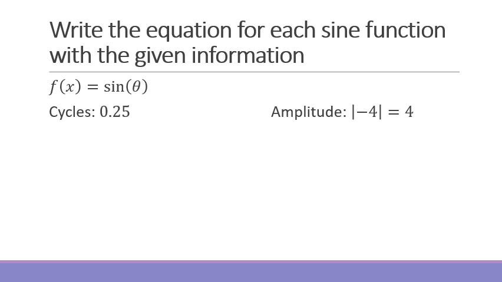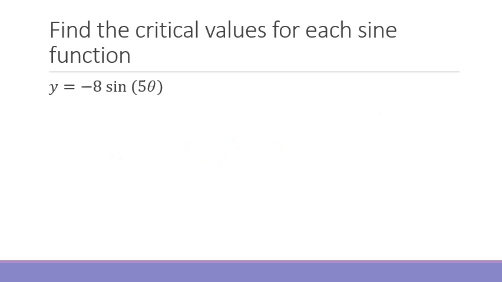All right, next. In this problem, we have 0.25 cycles, and the amplitude, it says absolute value of -4 is 4. The reason they did that is because they're telling us that the A value is -4. But remember, amplitude is always a positive value. So if you have a negative value, it's the absolute value of it. So even if your A is negative, the amplitude is always positive. All right, so this equation is going to be -4 sine 0.25 theta.